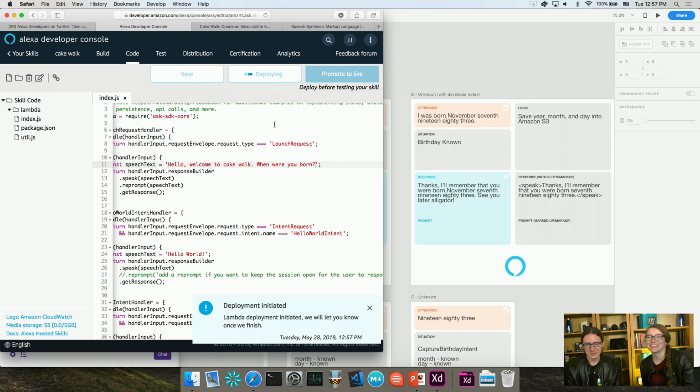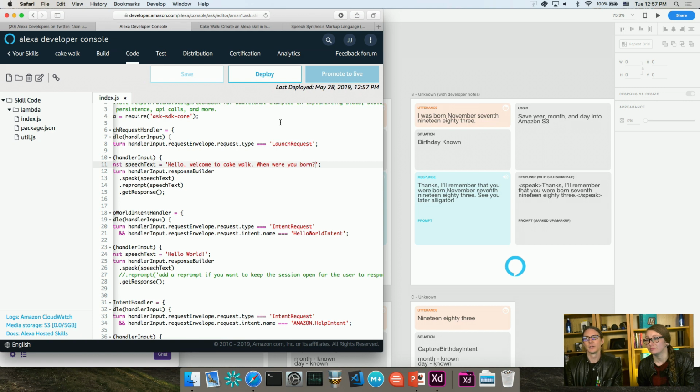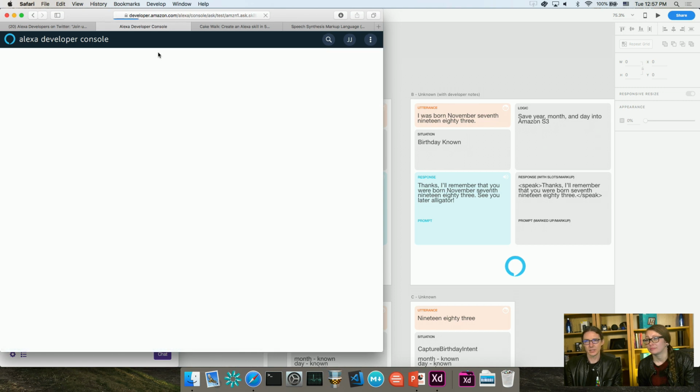Cool. So now we're going to click deploy, and this is going to deploy to our Lambda function that is behind our Alexa-hosted setup. And so now it's finished deploying. So now we can actually test this. So let's click the test.